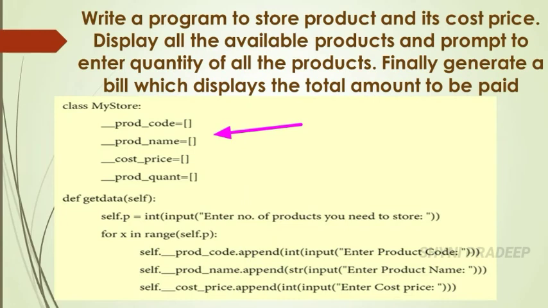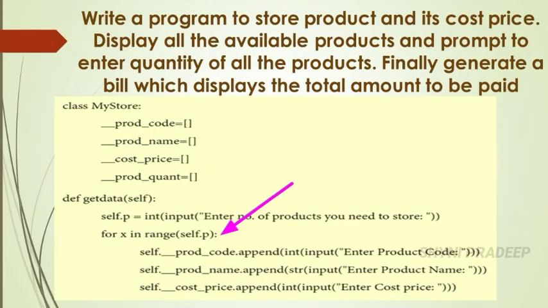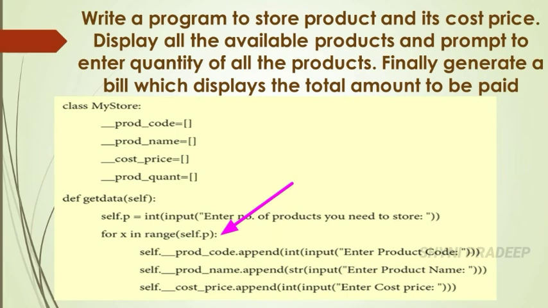These are the variable list, and the get data function. In the PC variable, you have to enter the number of products you need to store. So you are entering 5 products. Okay, 5. And next a for loop is given, for x in range self.p. So now you are going to add 5 products. Enter the first product code, the product name, and its price. Add 5 products like this, because this for loop is executed until you have added 5 products. Okay, after that this loop will be terminated.